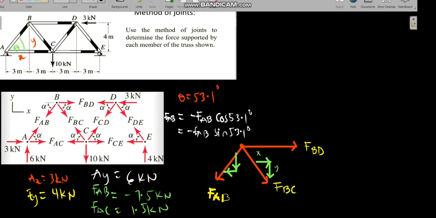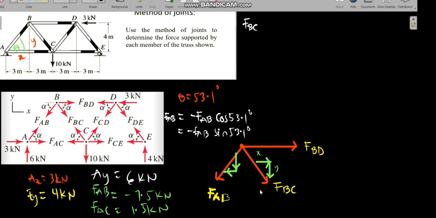So now we are considering FBC here. This is the FBC. What would be the value of this angle here? This angle here will be 53.1 degrees, the same as the angle here. So let's find the x and then the y components for this.